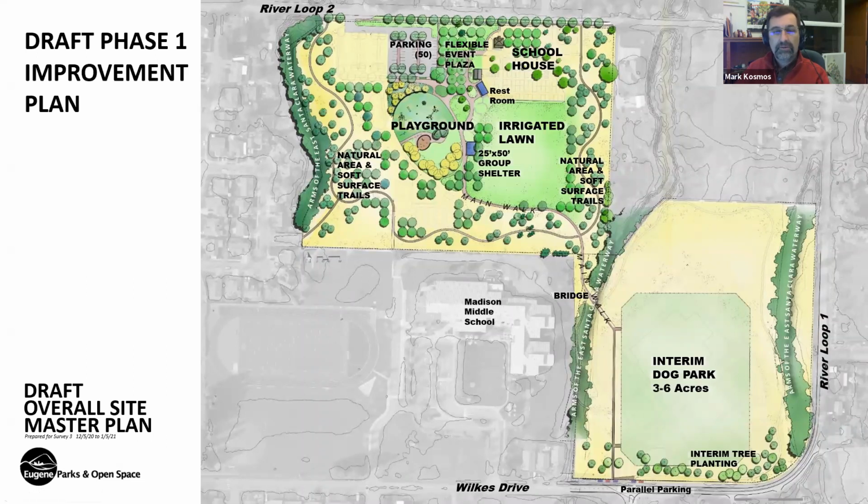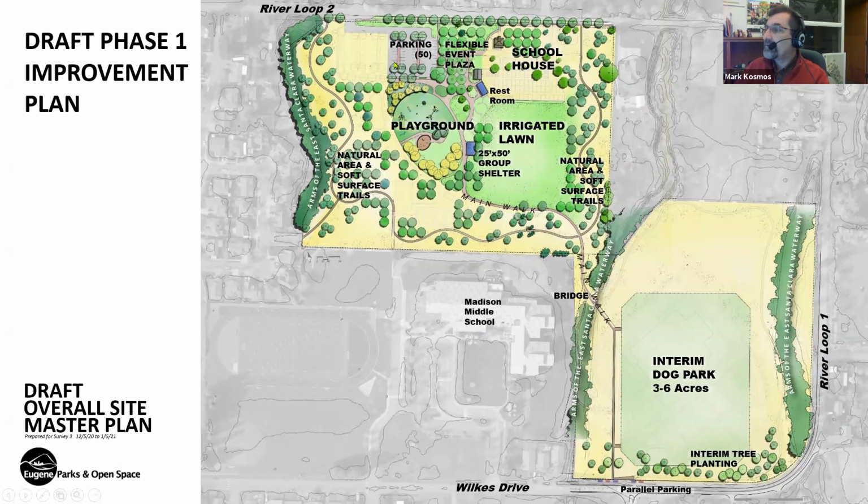Now, this is our proposed phase 1 improvement plan for the park. Funding and priorities are based on basic service level needs and community input. And we're focusing on the core developed area here in the north part of the park for a budget of $4 million. So let's review what's in the currently proposed phase 1 for the park.